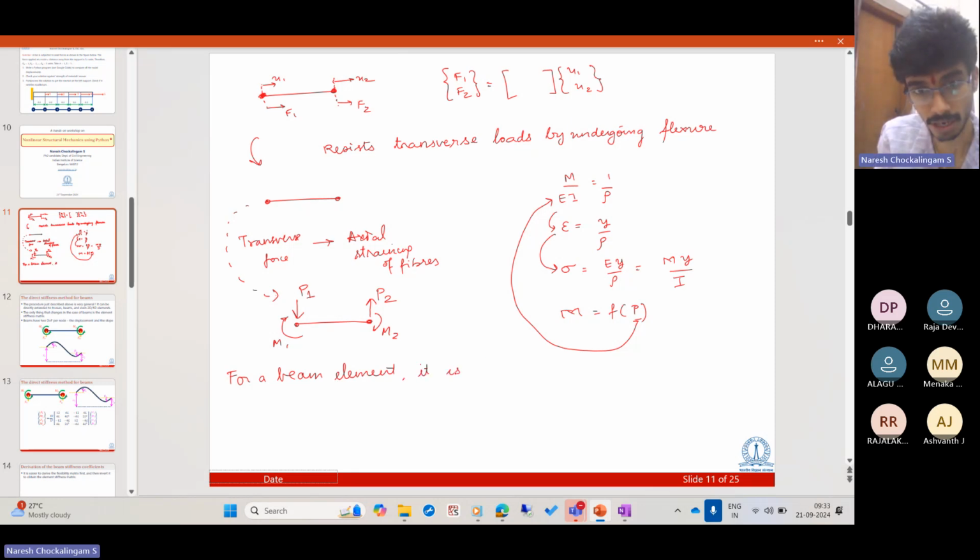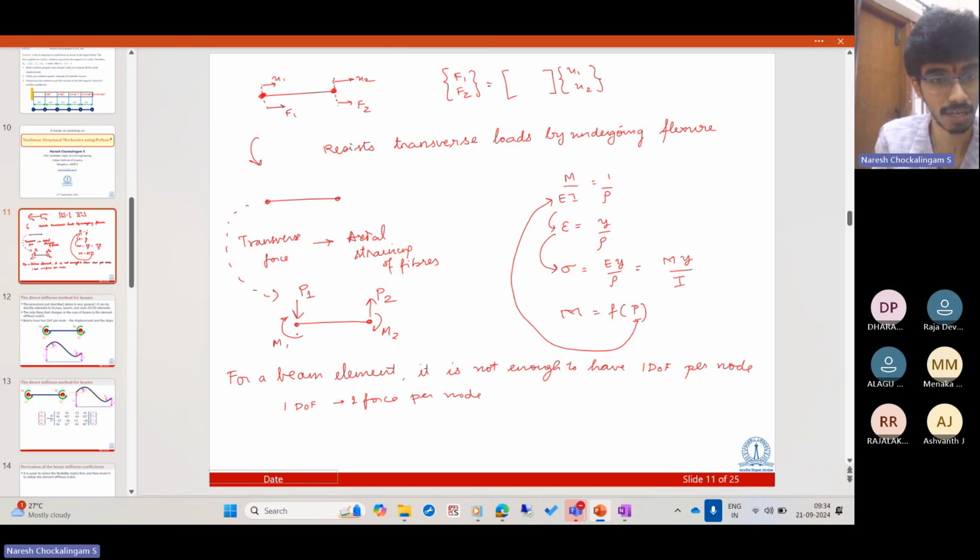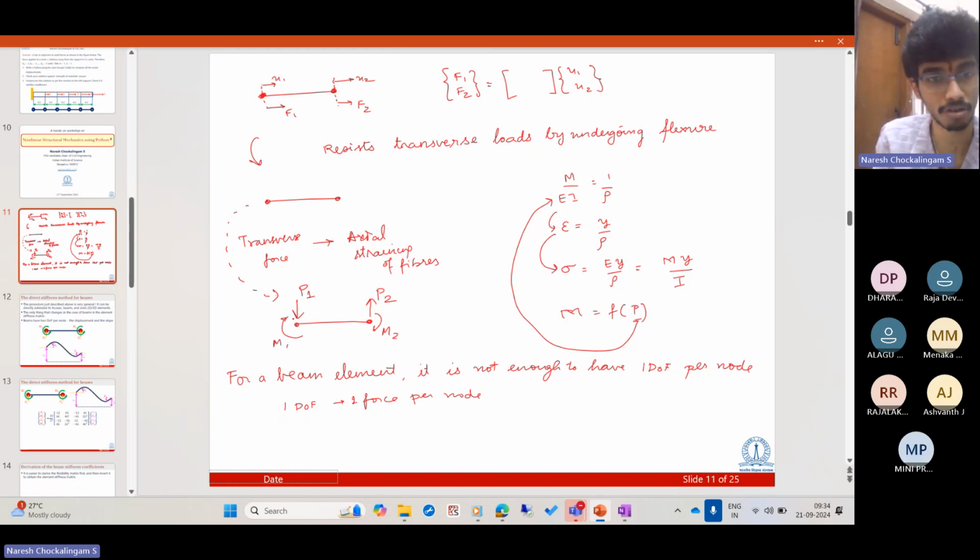it is not enough to have just 1 degree of freedom per node. The reason being, if you just have 1 degree of freedom, that will correspond to a force, one force per node. But one force per node by itself is not enough to keep the beam in equilibrium. So you need a moment. Therefore, energetically complementing the moment, you need a rotation.